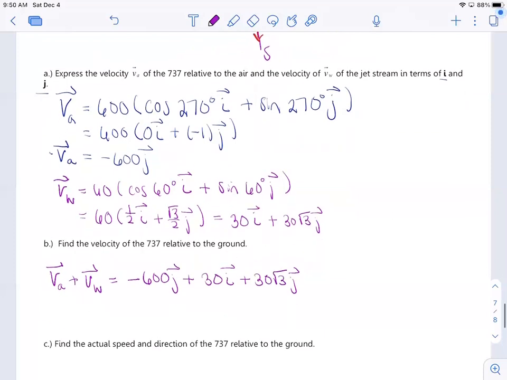Now, you can leave it like that, okay, because it's more accurate. You can't combine anything because one's in terms of I, the J's, one's a radical and one isn't. So you can leave it just like that because that's the entire answer. I think a better way though is to write it in terms of I and J.